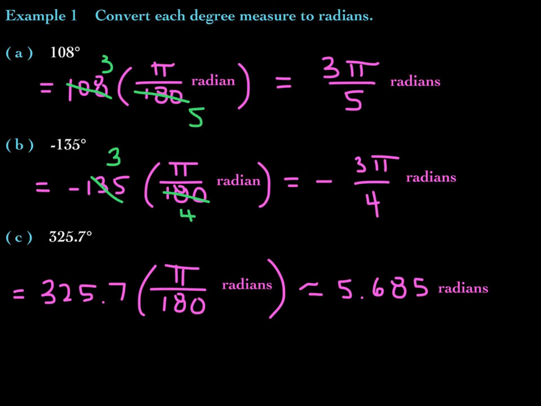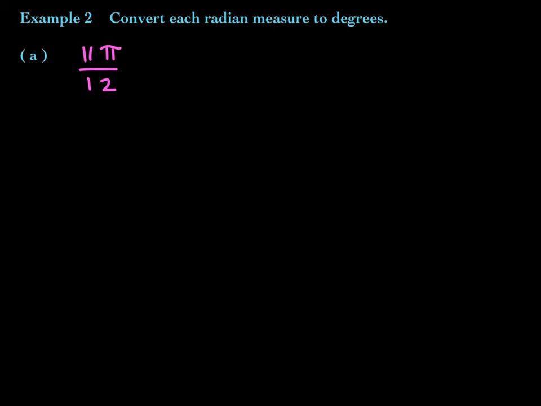Now let's convert the other direction. Let me give you radian measure, and you convert to degree measure. All right, let's do this. Convert each radian measure to degrees. Now, let me say something. I did not write radians. I didn't write out the word. So this is very important. Whenever the unit is not given, neither degrees nor the word radians, then we always assume that we're talking radians.